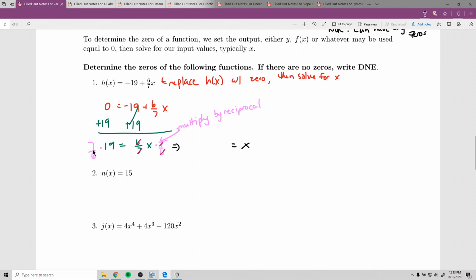On the left side, we have 7 over 6 times 19. If it helps, think about 19 as 19 over 1. 7 times 19 is 133. 6 times 1 is 6. And that is our zero. Once you get the x value, you're done, or values.